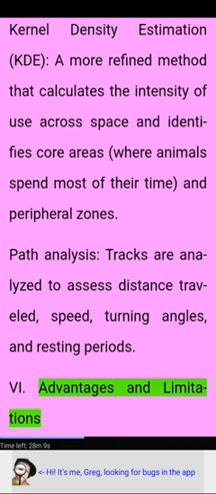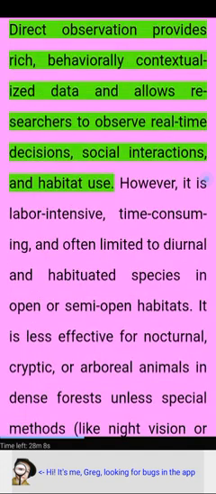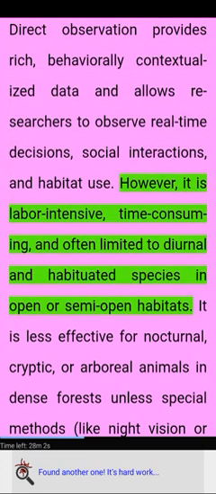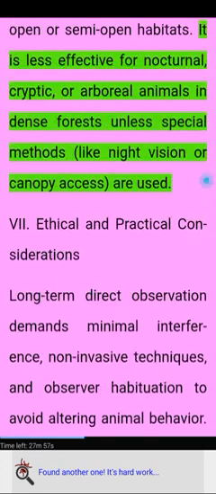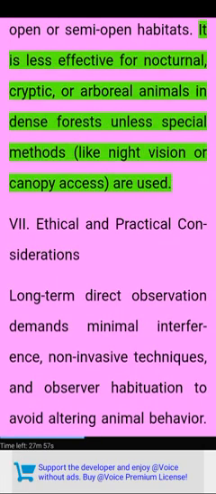VI. Advantages and limitations. Direct observation provides rich, behaviorally contextualized data and allows researchers to observe real-time decisions, social interactions, and habitat use. However, it is labor-intensive, time-consuming, and often limited to diurnal and habituated species in open or semi-open habitats. It is less effective for nocturnal, cryptic, or arboreal animals in dense forests unless special methods, like night vision or canopy access, are used.